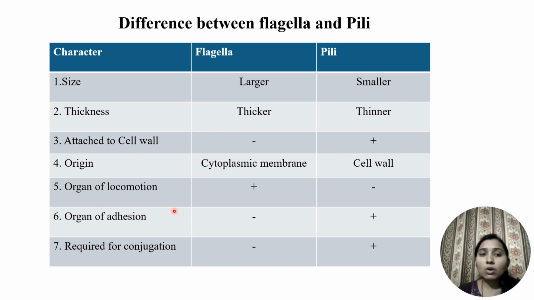Then who is called the organ of locomotion? So flagella is called the organ of locomotion and pili is not. Pili is called the organ of adhesion. And who is required for the conjugation process? Mainly pili help to transfer one material or one DNA to another bacterial DNA. So mostly pili are involved in the conjugation process.